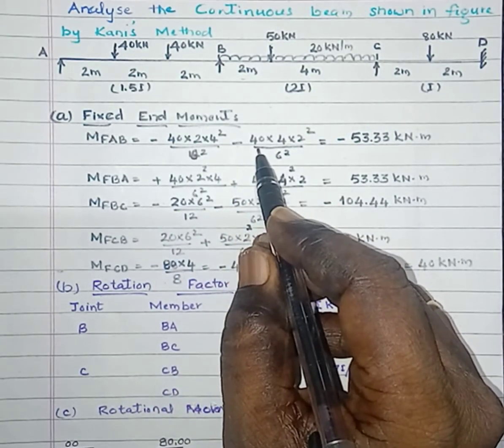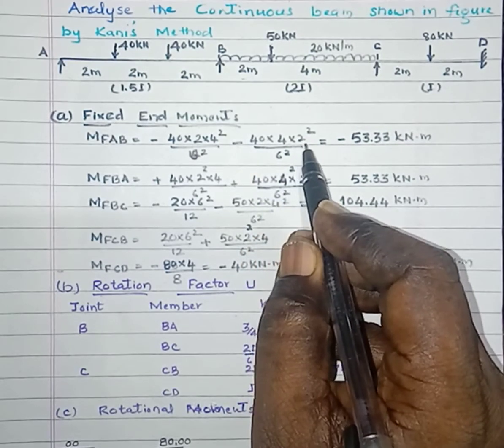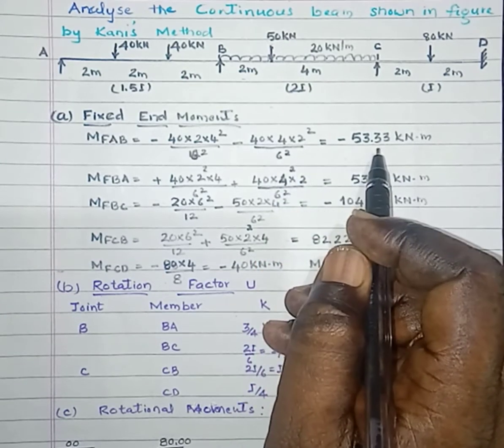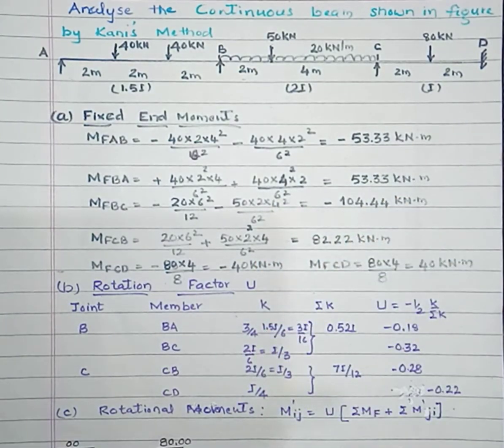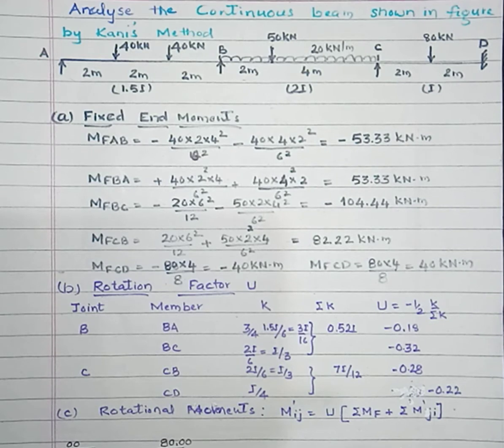Similarly for the second point load, that is minus 40 into a is 4, b is 2, that is minus 40 into 4 into 2 squared divided by 6 squared, that is minus 53.33 kilonewton meter. Similarly MFBA, since this one is symmetrical, the magnitude is 53.33, but it is clockwise, hence positive.